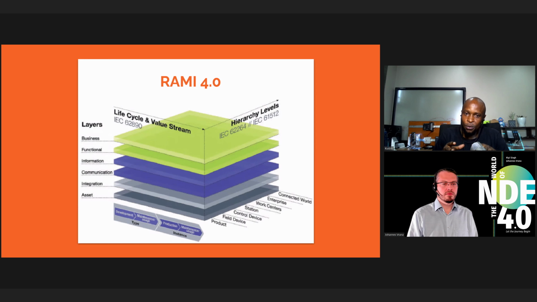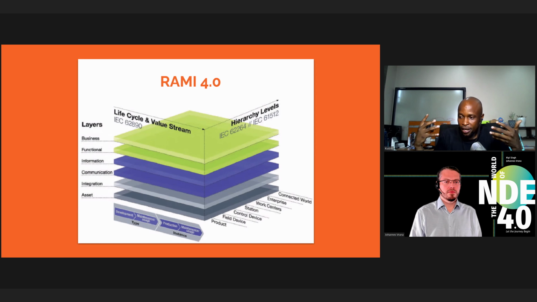So now, but what exactly do we mean by this 3D model? Because even myself, as I was trying to understand RAMI initially, when it was introduced to me a couple years back, the idea of a 3D model really didn't make sense. So this is what I would like to try and break down for you to say, how exactly do we come up with this kind of a 3D model?